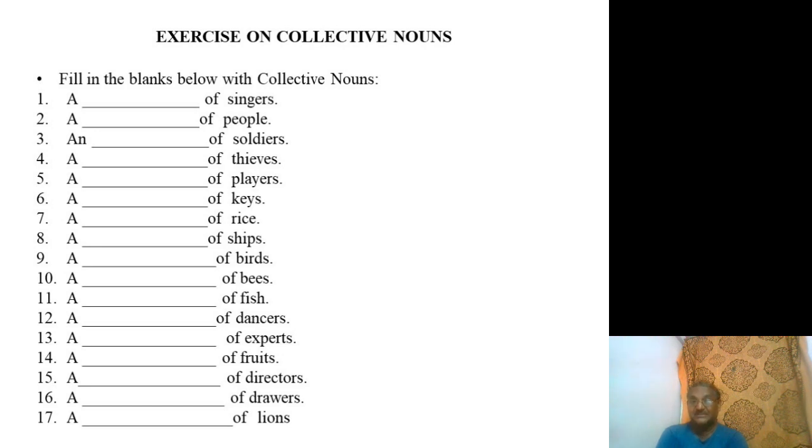Whenever any selection takes place for the post of assistant professor in a degree college, there is a panel of experts. A panel of experts is arriving shortly. They are going to test you. That panel is going to test your knowledge, whether you possess that particular knowledge in that subject or not. Next, a basket of fruits.